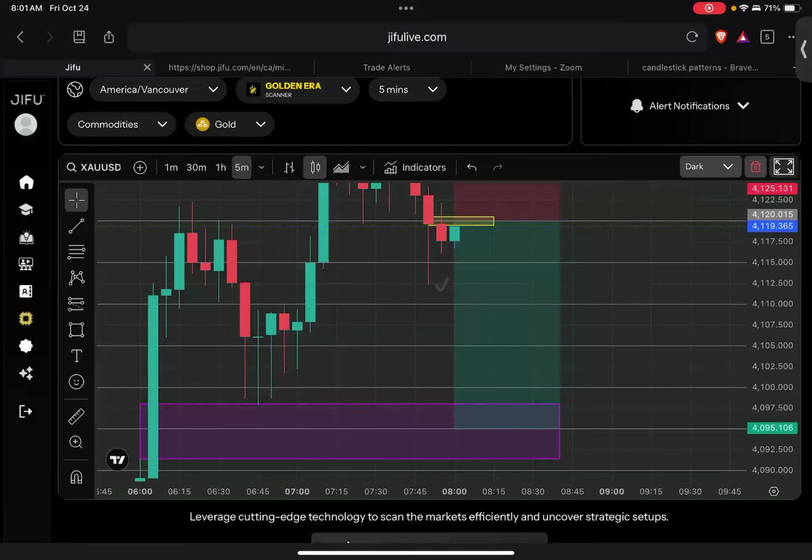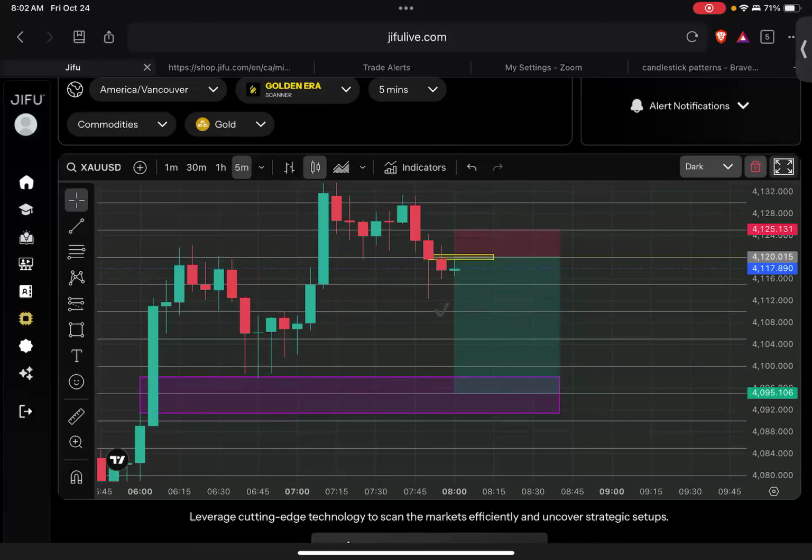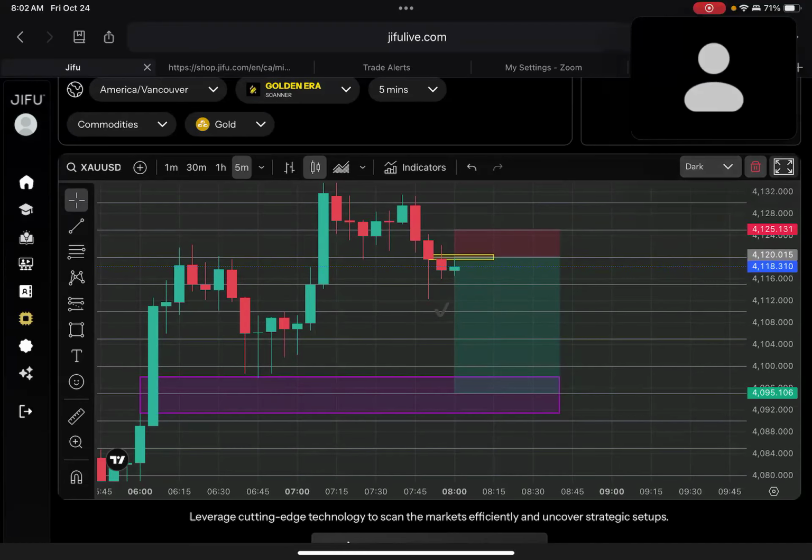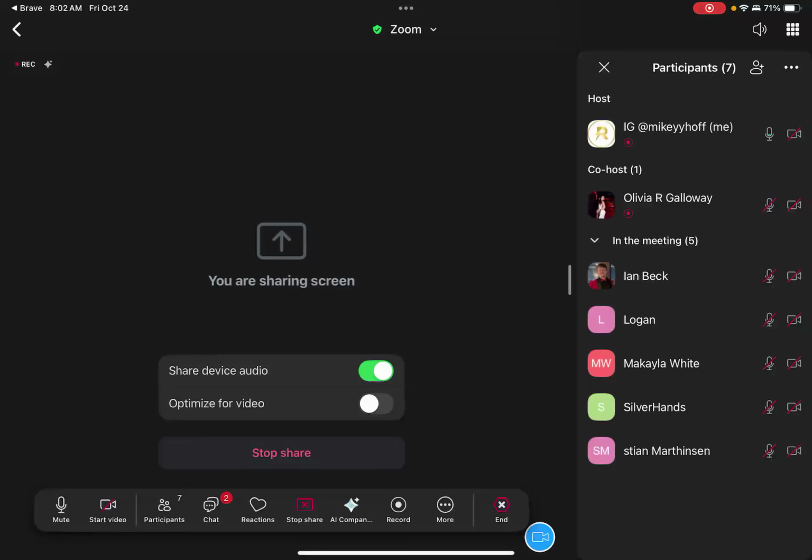I'm gonna look to take this all the way down to 4,095 and see how this plays out for the rest of the morning. I'd be interested to see how we're going to react from here. Did anybody get into this trade? Let me see in the chat if you guys did.